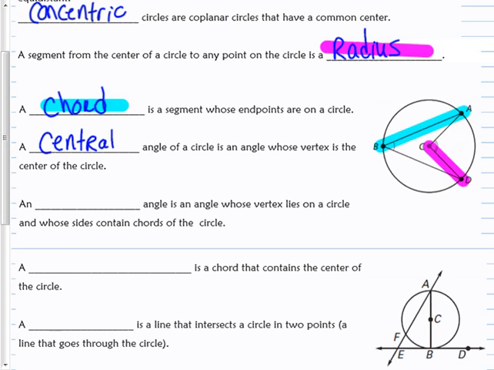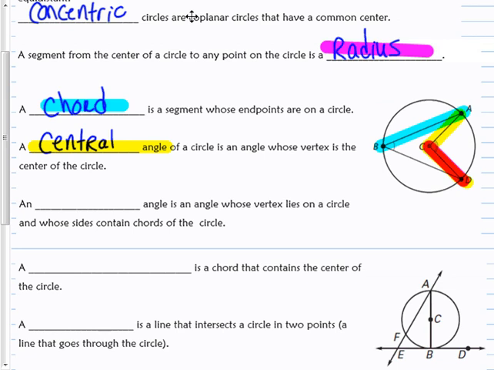If you want to highlight also or label it, you can label it on the image. A central angle is an angle whose vertex is at the center of the circle. So here's the center right here, and this angle, angle ACD, would be a central angle because its vertex is at the center. Let's do a few more.